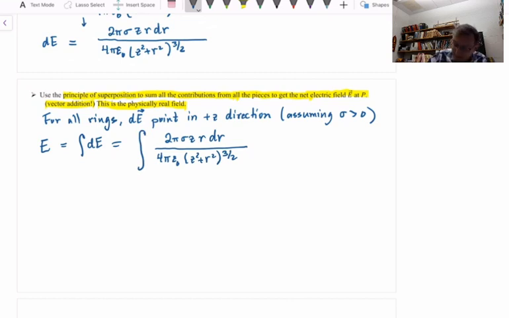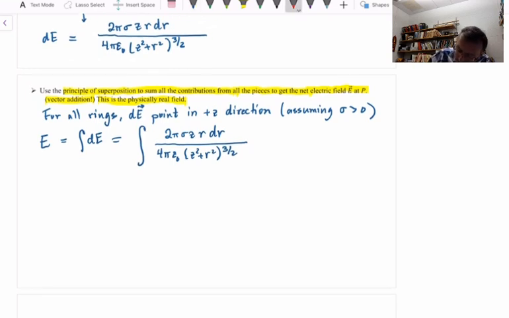Well, we better simplify, shouldn't we? Look, I've got a pi upstairs and downstairs. I've got a 2 upstairs that'll take 2 out of that 4. Okay? All right.